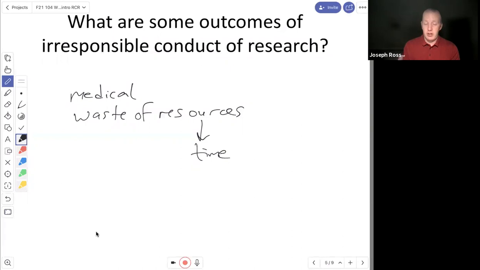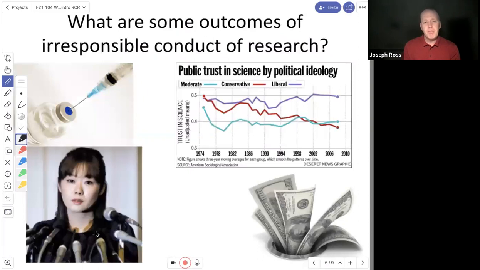There are lots and lots of reasons for us to be considerate and to be careful to avoid the irresponsible conduct of research. So here are some potential outcomes. I already mentioned waste of money, right? Money going down the drain here in the lower right-hand corner of the screen.